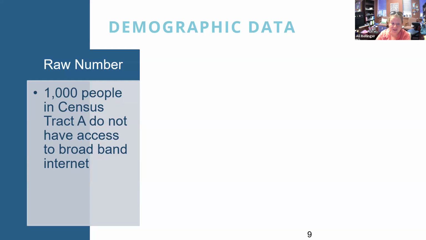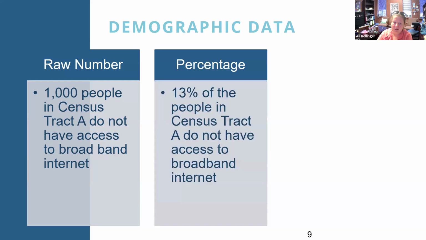And for some things that you might be doing, that might be what you need. You want to know exactly how many people you would be serving. If you're writing a proposal to provide access to people, then having that count would be really useful to you. Now, if we want to look at percentages, we find out that this translates to 13% of people in census tract A do not have access to broadband internet.